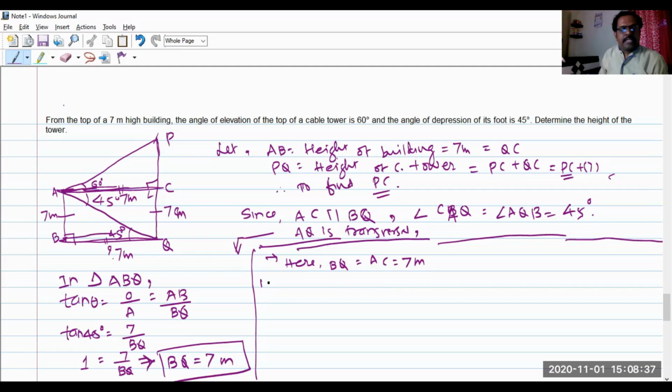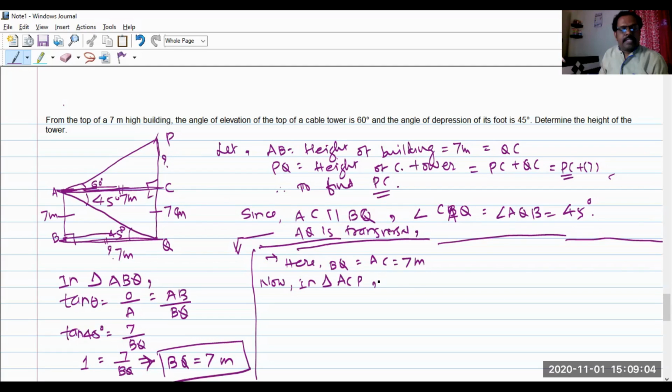Now we consider the next triangle, triangle ACP. In triangle ACP, again it is a right angle triangle. C is the right angle here. Here we know the adjacent side AC of the angle 60 degrees, and we need to find PC, the remaining part of the tower. So base QC is known, we need to find PC. One part is known, one part we need to find.